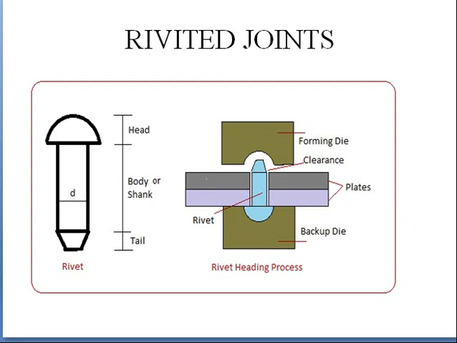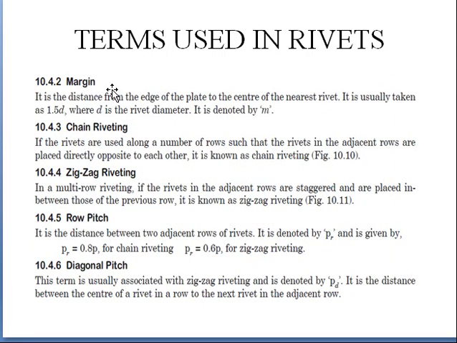Next we have some terms which we use in riveted joints. Let us look at that. First one is margin. Instead of reading this, I'll show you the figure and explain the terms which are here: chain riveting, zigzag riveting, row pitch and diagonal pitch. Let me first show you the figure, and then we'll come back to the formulas present in this slide.